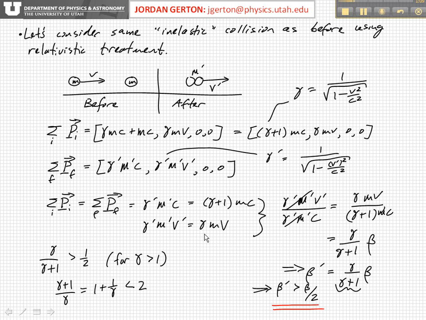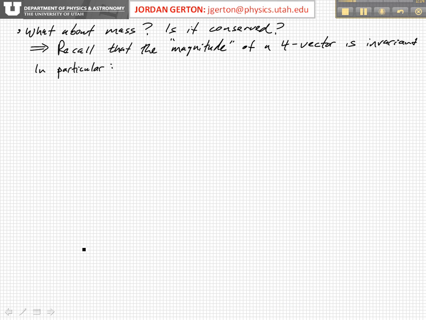Okay, now what about the mass? Is the mass conserved in the relativistic treatment? Well, in order to answer that, we should remember that the magnitude of a 4-vector is invariant, and in particular for the 4-momentum, which is a 4-vector, we have that E over c squared minus p squared, where p is the magnitude of the 3-momentum, is invariant.